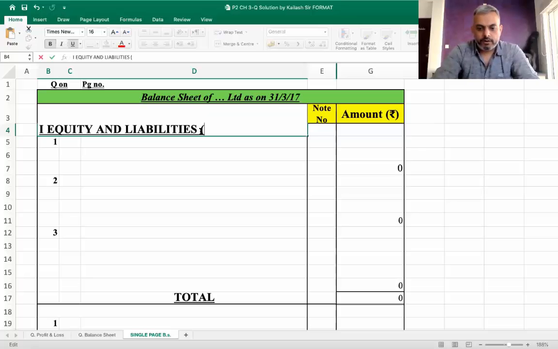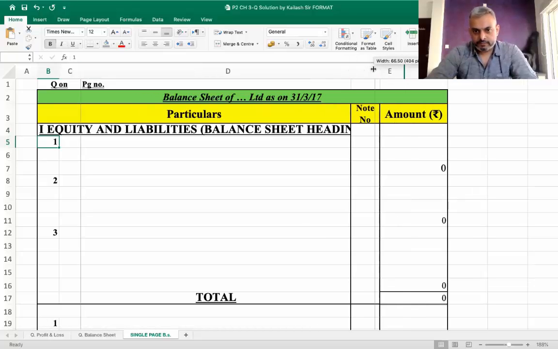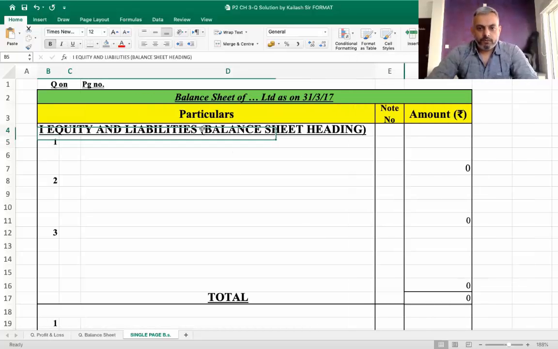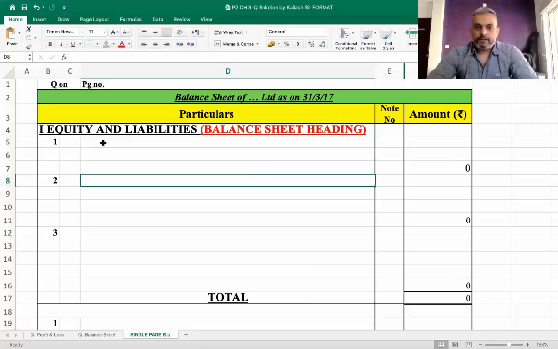This is known as the balance sheet heading. Write in the bracket, balance sheet heading. Now this you don't have to write in the exam. It is for your understanding. So this title, equity and liabilities, is known as a balance sheet heading.